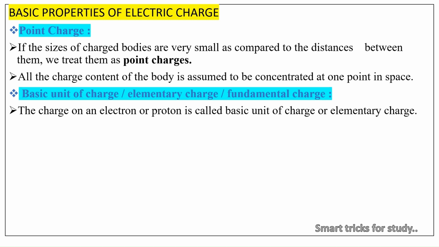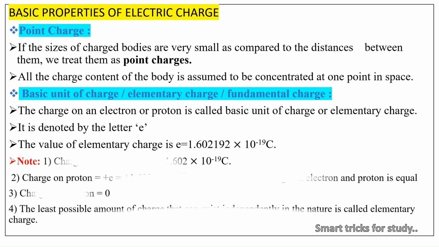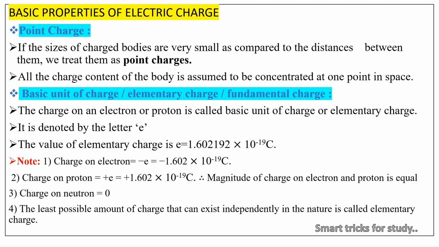The charge on an electron or proton is called basic unit of charge or elementary charge. It is denoted by the letter e. The value of elementary charge is e = 1.602 × 10^-19 Coulomb. Note: 1. Charge on electron is equal to -e = -1.602 × 10^-19 Coulomb. 2. Charge on proton is equal to +e = +1.602 × 10^-19 Coulomb.